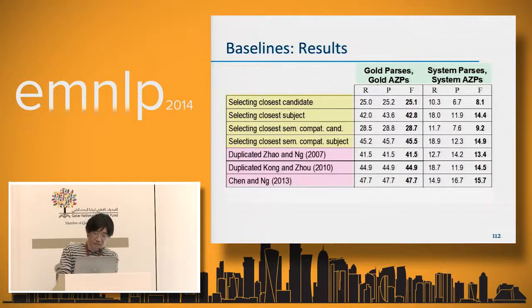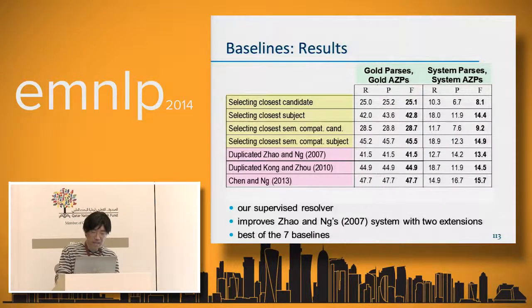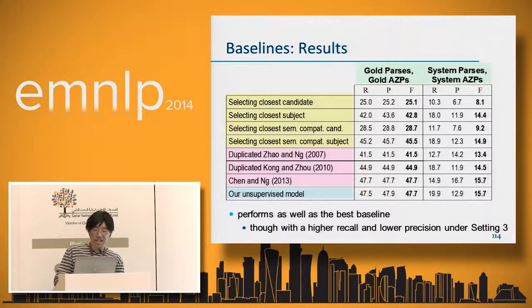And our third supervised baseline is our own supervised system that appeared in last year's EMNLP. It improved the Zhao and Ng system with 2 extensions, and you can see that it's the best of the 7 baselines. Now, finally, the results of our unsupervised model. You can see that it performs as well as the best baseline, which again is the supervised resolver that we had from last year, although it has a high recall and a lower precision with respect to setting 3.